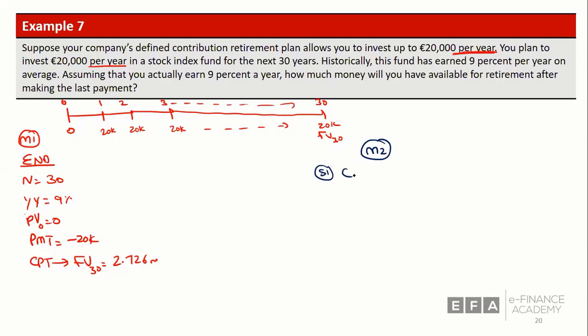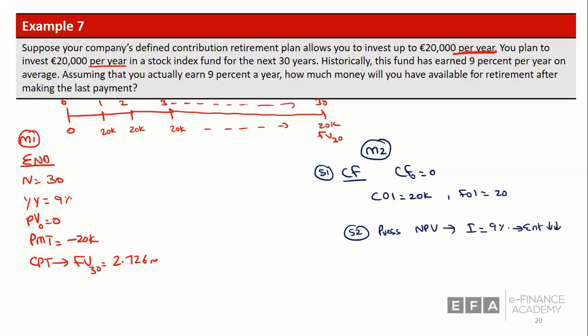Step 1 would just simply be you press CF. When you press CF, you'll have CF 0 is 0. You make sure you press enter. Cash flow 1 will be 20,000, with the frequency of 1 being 20. Once you enter all this, your step 2 would just simply be you press NPV. Your I would be 9%, and you press enter. You go down twice, and when you see NFV, you press compute, and you should get your answer.